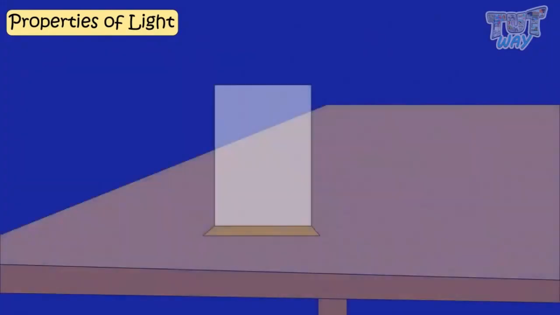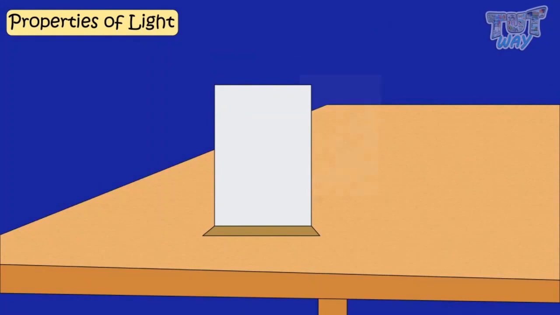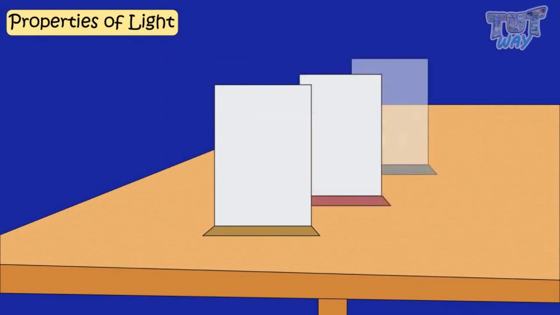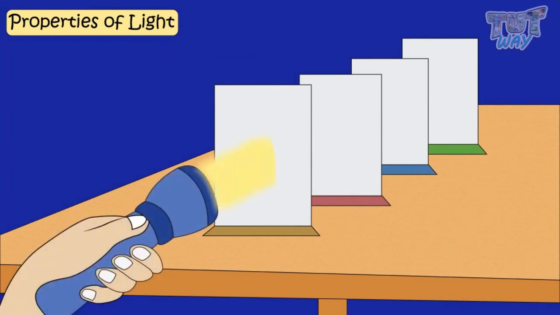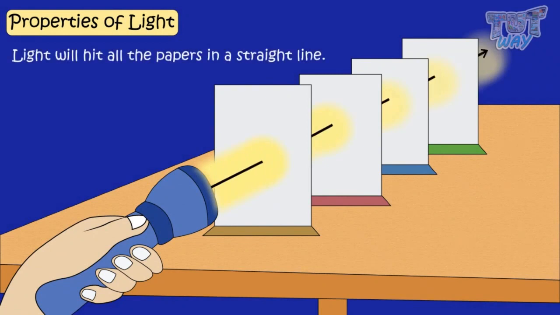Take 4 or 5 papers. Hold them one after the other at some distance, like this. And now flash the light on the first paper using the torch. What do you find? The light will hit all papers in a straight line. So it shows that light travels in a straight line.